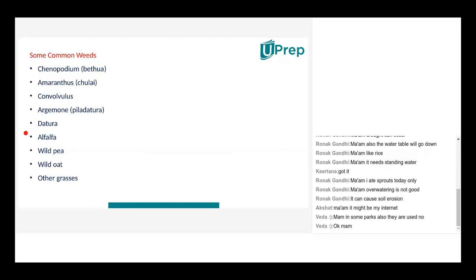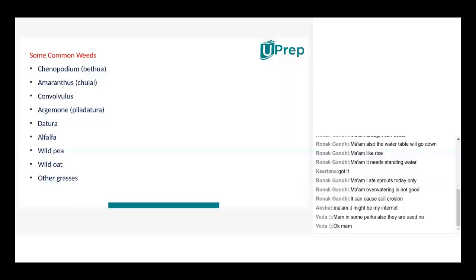Naisha, can you please read out the names? Some common weeds: Chenopodium, also known as Bethua; Amaranthus, known as Julia; Convolvulus; Argemone, known as Piladatura; Datura; Alfalfa; wild pea, wild oat, and other grasses. Correct. So these are the different kinds of weeds which are very commonly found.